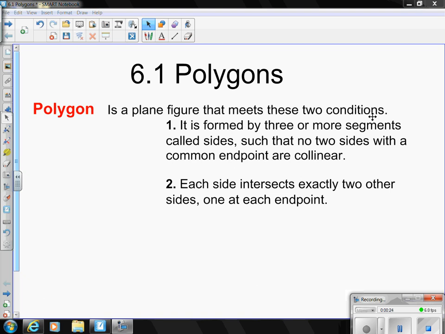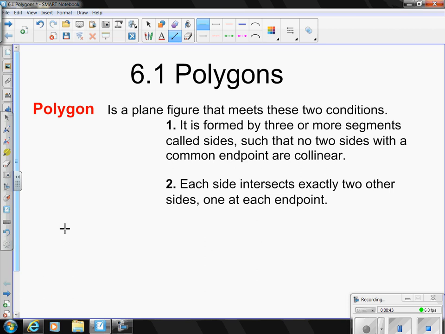So it needs to be formed by 3 or more segments. If it's formed by 3 segments, it would be a triangle, but it could be more. And such that no two sides with a common endpoint are collinear. So they're basically saying no two sides with a common endpoint, you can't have a side start here and here. That's not a side. Can't have a straight line like that.